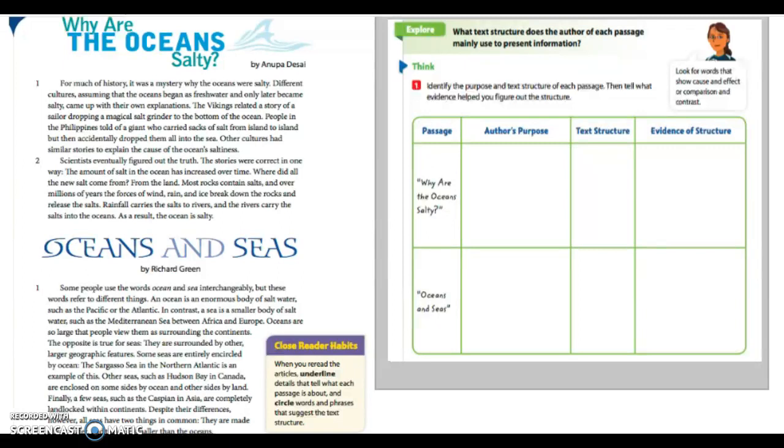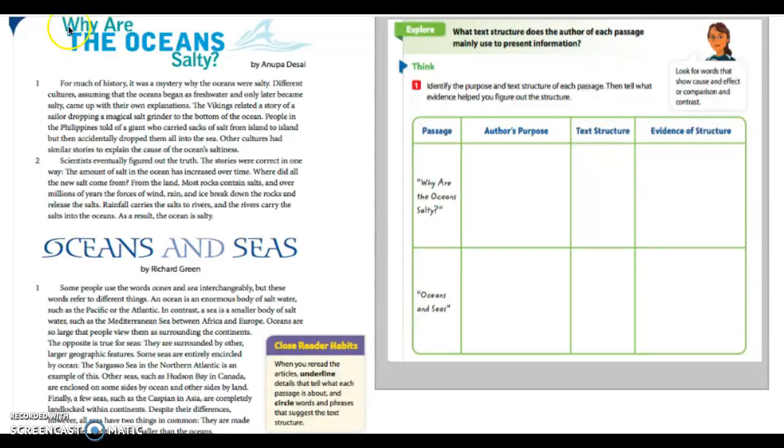So, looking at our passage today, there are two titles, Why Are the Oceans Salty? And Oceans and Seas. We are going to read both passages and determine the author's purpose as to why he used the type of text structure, and of course the evidence to support it.